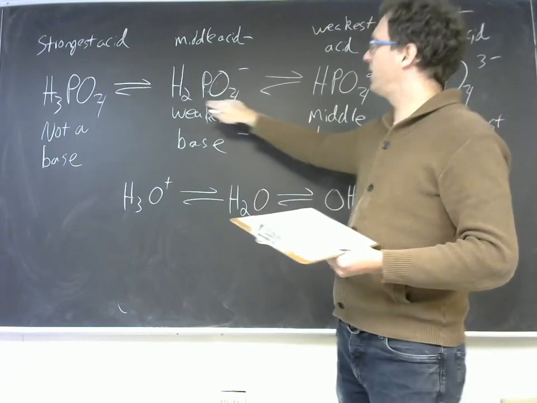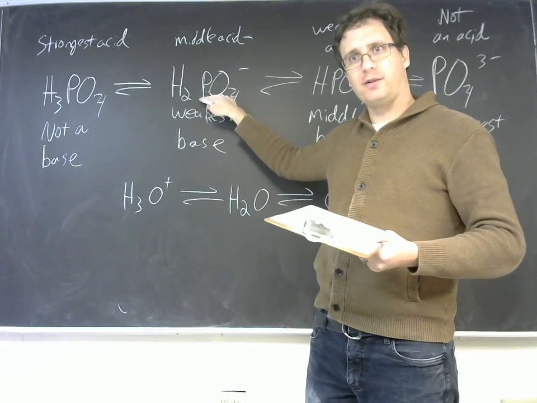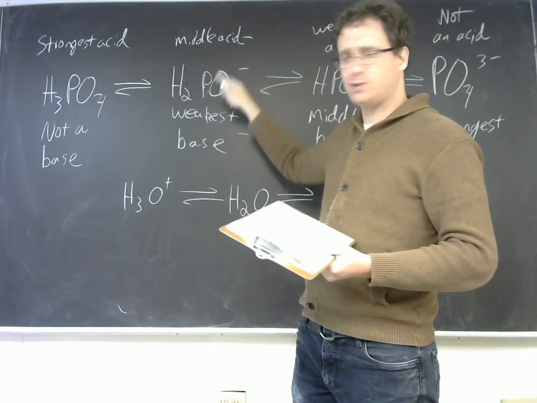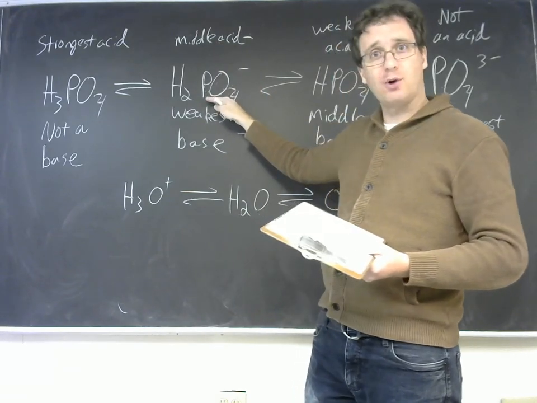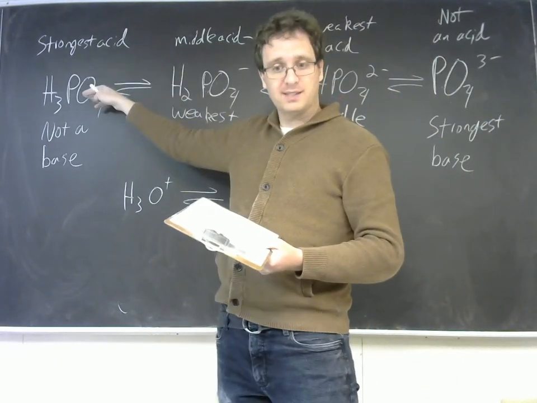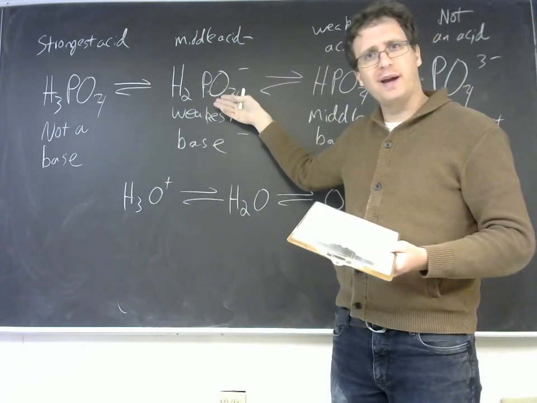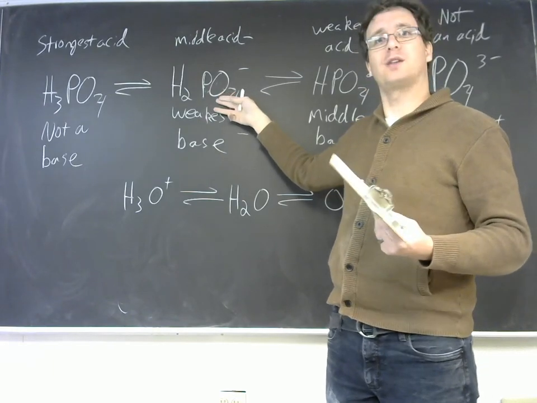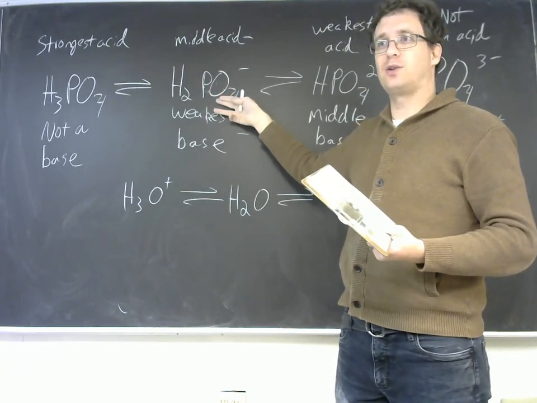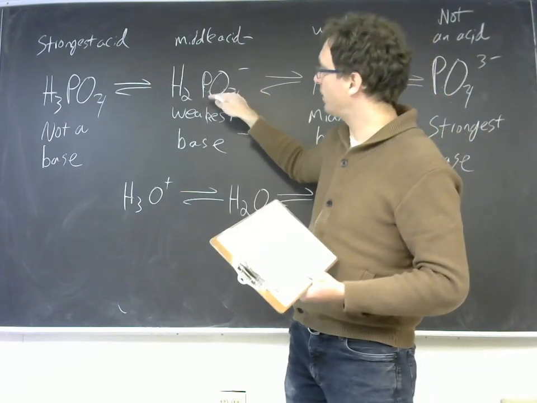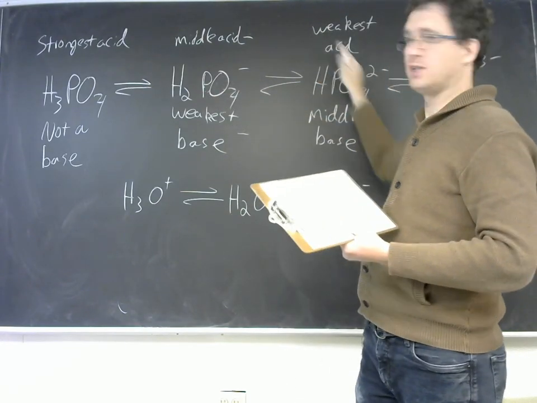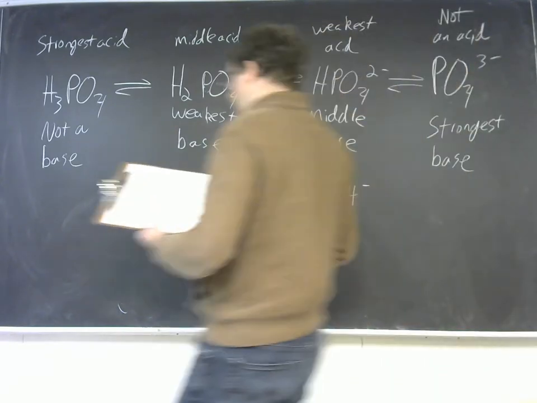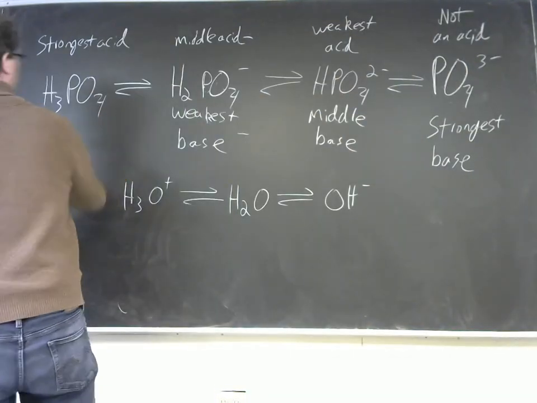So if I take H2PO4- and I react it with hydrochloric acid, the hydrochloric acid is going to give it a proton. It will act as a proton acceptor and be a base. If I take H2PO4- and react it with sodium hydroxide, well, the sodium hydroxide is a base. It's going to want to accept a proton, and so H2PO4- will donate its proton and act as an acid. Hopefully that makes sense.